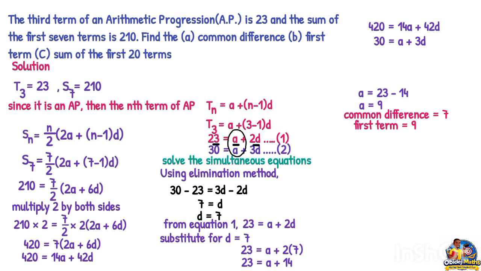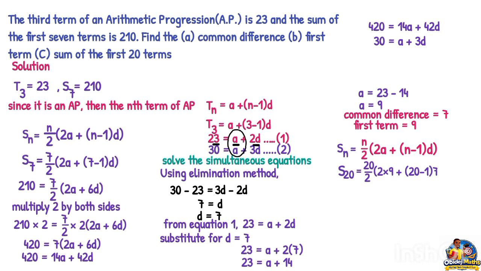The sum. Don't forget the formula is Sn equals n over 2 into bracket 2a plus (n minus 1)d. That's the formula for finding the sum of n terms of an AP, so that's the formula we're going to use. We are looking for the sum of 20 terms, which means n equals 20. So we have S20 equals 20 over 2, because n is 20, into bracket 2 multiplied by a, which is 9, plus (20 minus 1) into bracket 7, because d is equal to 7.